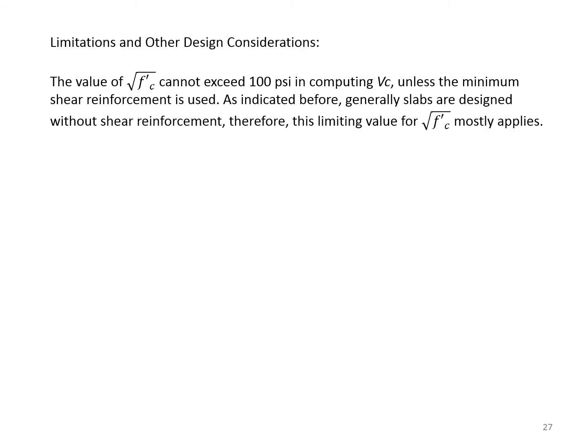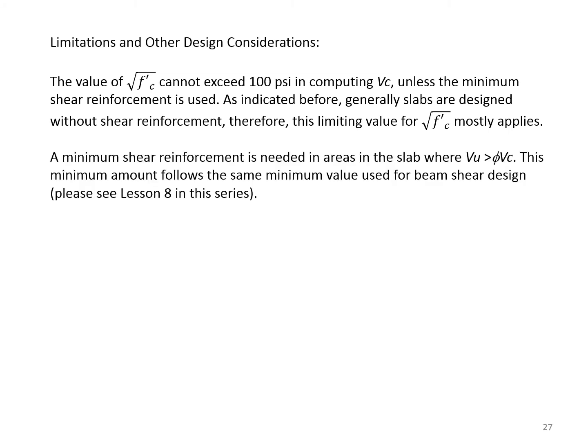Limitations and other design considerations. The value of square root of f'c cannot exceed 100 psi in computing Vc unless the minimum shear reinforcement is used. As indicated before, generally slabs are designed without shear reinforcement. Therefore, this limiting value for square root of f'c mostly applies. A minimum shear reinforcement is needed in areas in the slab where Vu is larger than 5Vc. This minimum amount follows the same minimum value used for beam shear design. For those, please see lesson 8 in this series.